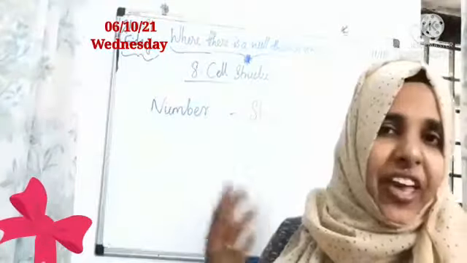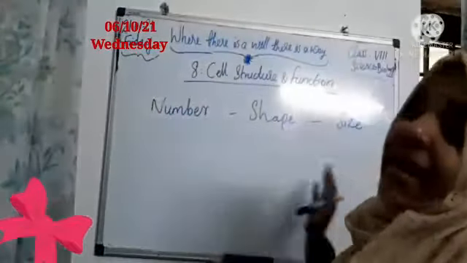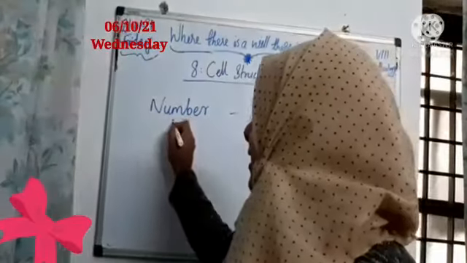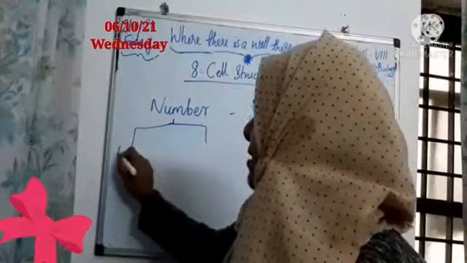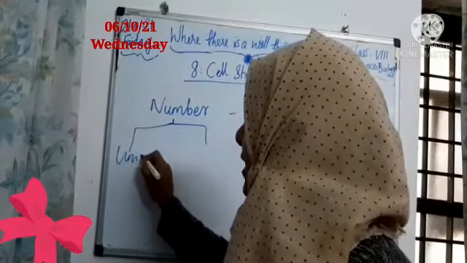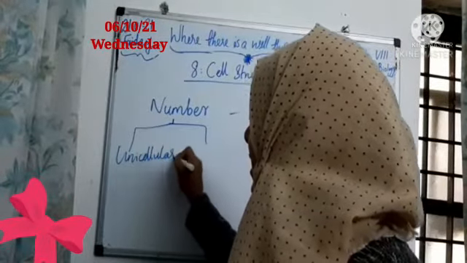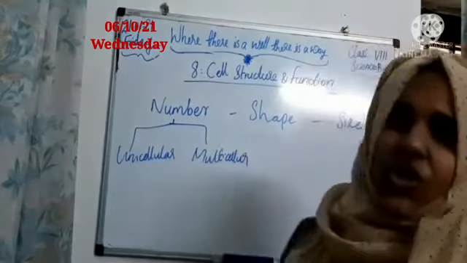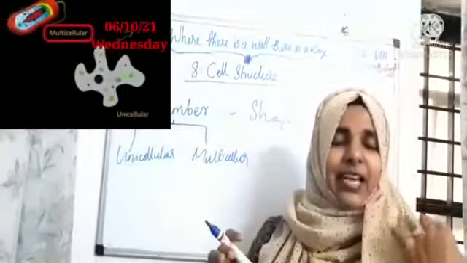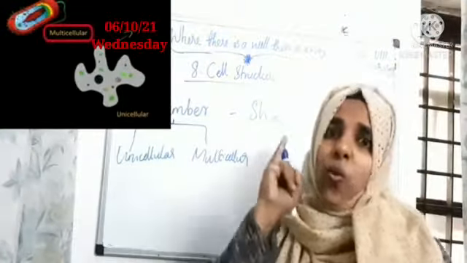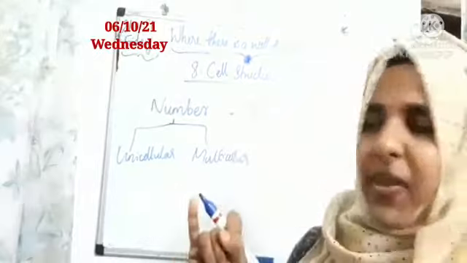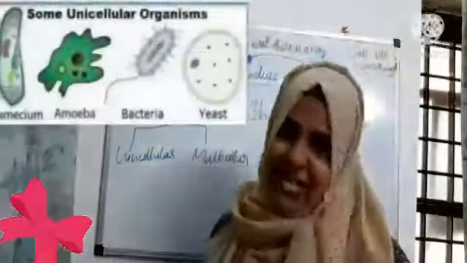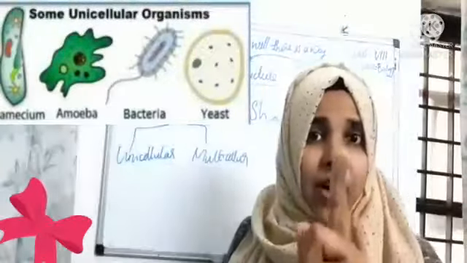So students, cells vary in their number, shape and size. Based on the number, cells can be classified into two: unicellular and multicellular organisms. What is unicellular and multicellular, children? Unicellular, as the name itself says, uni, only one cell is present in an organism. Some organisms have only one cell in their body. It is made up of only one cell.